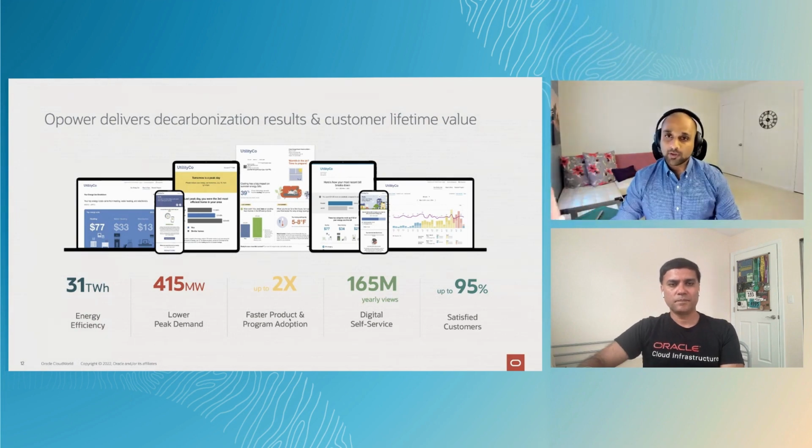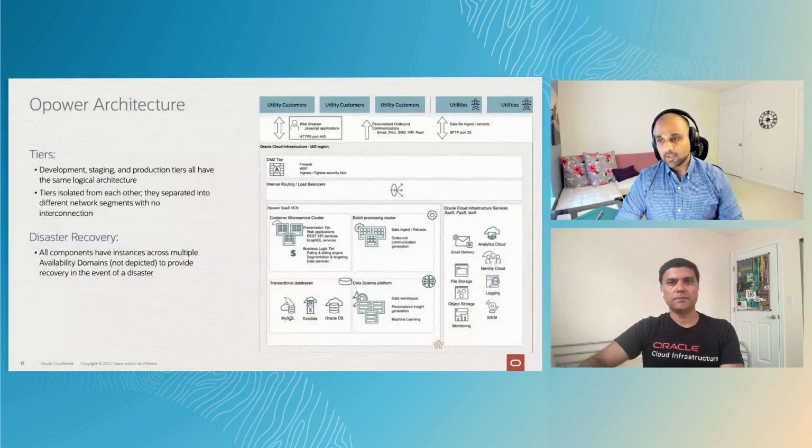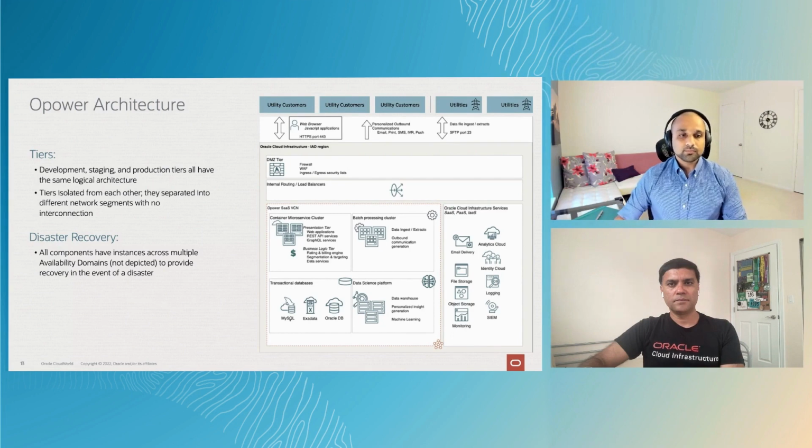Now, if you're going to have your products make an impact on hundreds of utilities, 175 over the years to be precise, and reach millions of customers on a yearly, monthly, and weekly basis, then you need to have a strong architecture to back it. Let's go to the next slide. Opower's architecture is based in OCI completely. You can see some of the key elements over here.